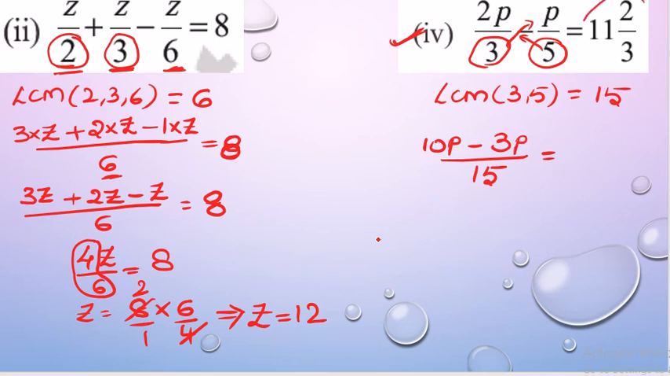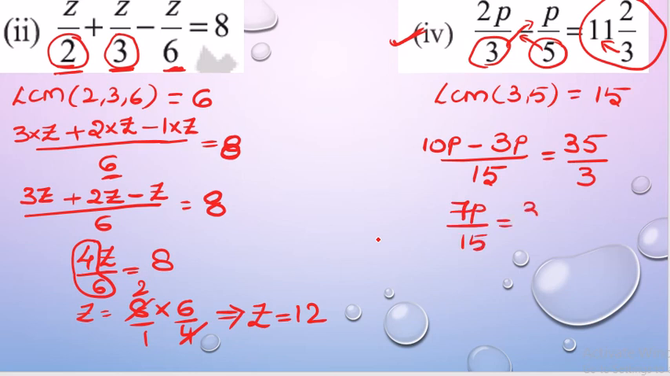but on the right hand side, this particular thing is in the form of a mixed fraction, right? So change this mixed fraction into an improper fraction. How will you do it? First we need to multiply here. 11 3s are 33 plus 2, so 35 divided by 3. 10p minus 3p is nothing but 7p divided by 15 is equal to 35 by 3.